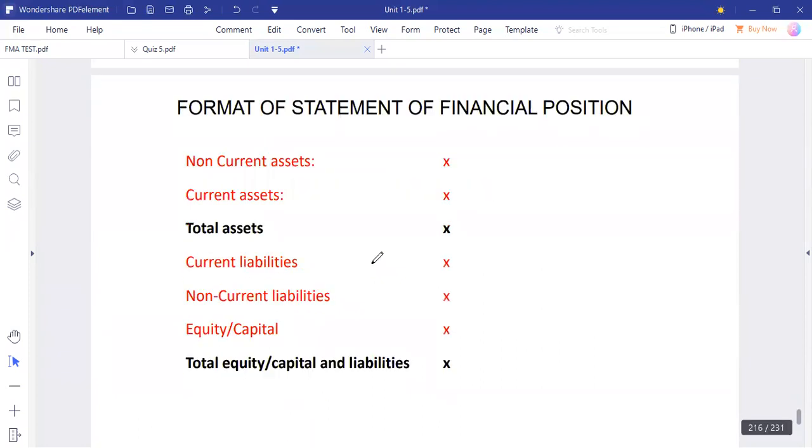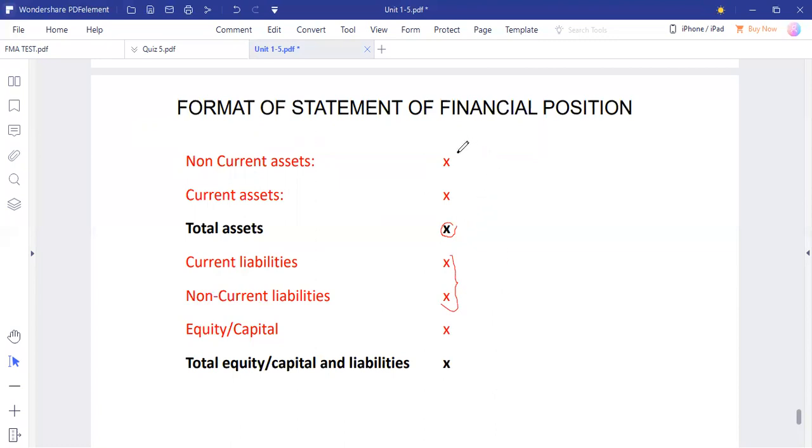So the format of the balance sheet is we have the non-current assets, which are also called what? Our fixed assets. We add our current assets. We add them. The total is what we call our total assets. Then we equate them to the current liabilities, which will be added to the non-current liabilities. Then will be added to capital. Then they will give us our total equity.